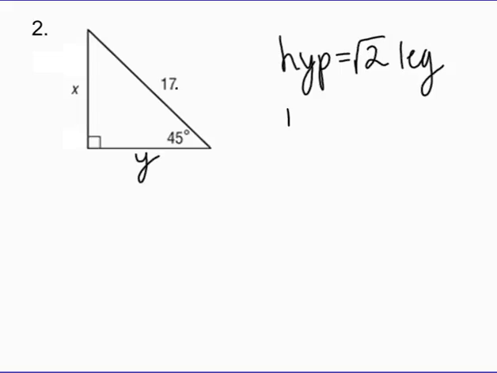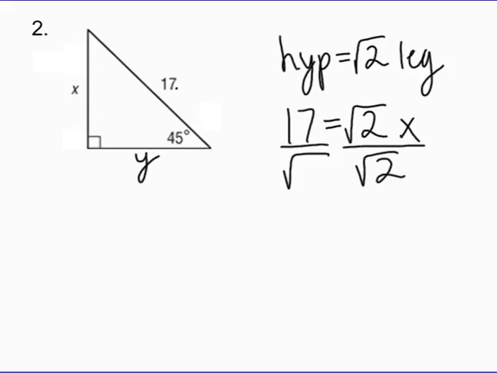Okay. So my hypotenuse is 17 equals radical 2 times the legs are the same, so I'm just going to use x. And sure enough, when I solve this, I have to divide by radical 2, just like what I was saying before. I have to take 17 and divide by radical 2. If I have the leg, I need to multiply by radical 2 to get the hypotenuse. If I have the hypotenuse, I need to divide by radical 2 to get the leg.